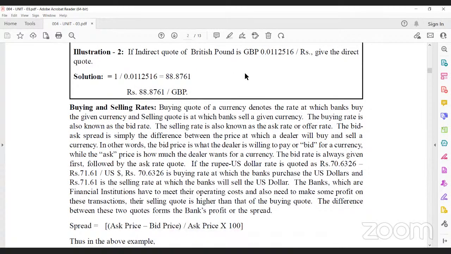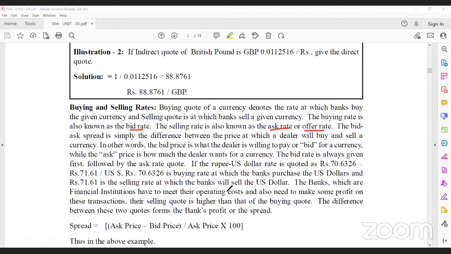The buying quote of a currency denotes the rate at which banks buy the given currency, and the selling quote denotes the rate at which the bank sells a given currency. The buying rate is known as the bid rate, and the selling rate is also known as the offer rate or ask rate. Remember, the buying rate is also referred to as the bid rate, whereas the selling rate is also referred to as the ask rate or offer rate.